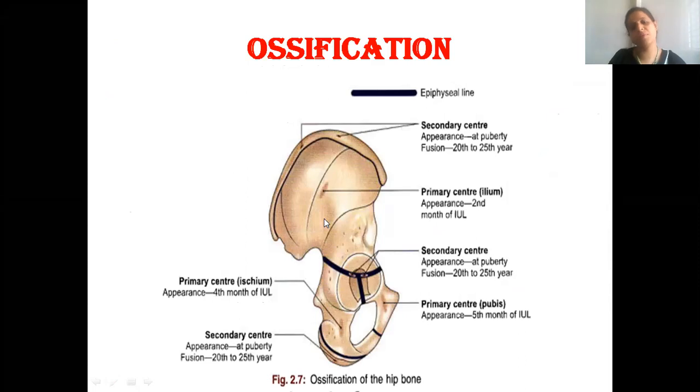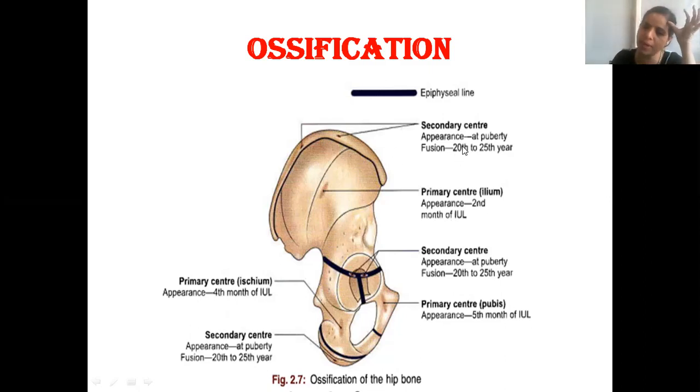So after that we should know ossification. So the primary ossification center is appearing for ilium during second month of intrauterine life. It goes and fuses with the rest of the bone, and the secondary ossification centers appear at puberty, and fusion is completed by 20 to 25th year. Okay, that is about the ilium.